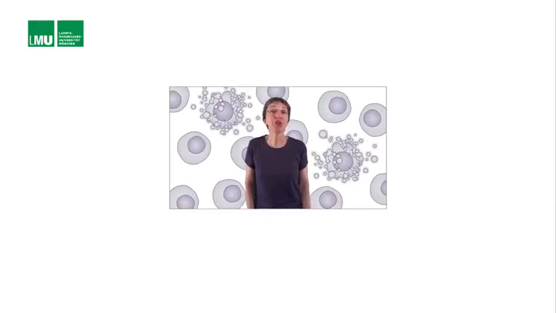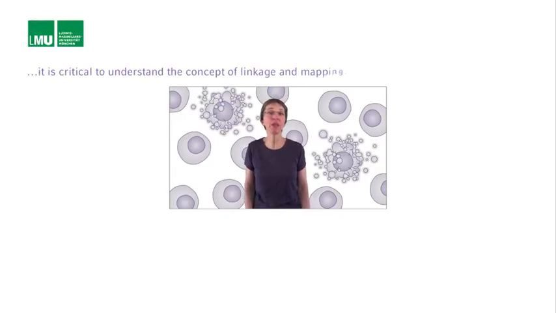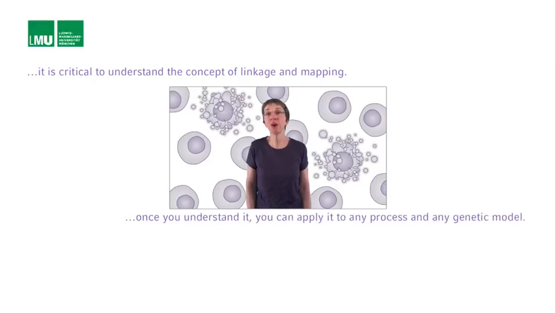If things are so simple and fast now, why did I tell you about how it was done 20 years ago, how gene cloning was done? We still need to perform genetic analysis, and it is critical to understand the concept of linkage and mapping. It's important to construct new combinations of mutations for epistasis analyses, for example, but also for other experiments. It's important to know, and once you understood it, you can apply it to any process and any genetic model.